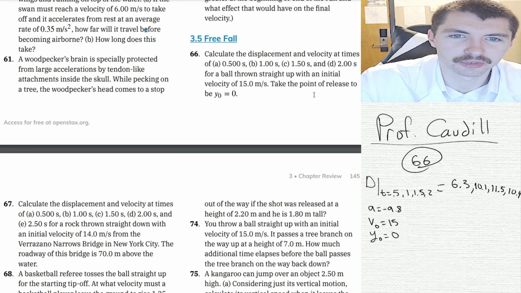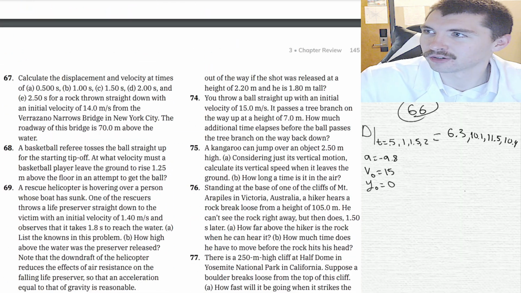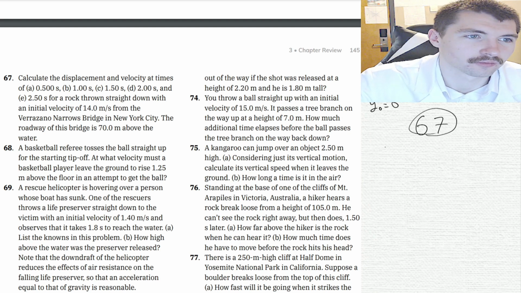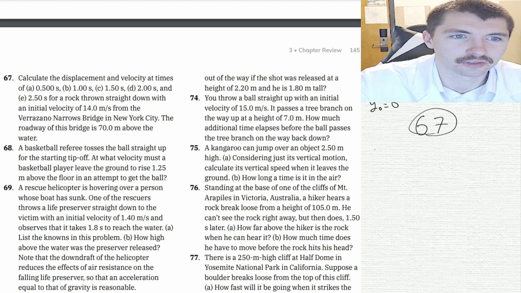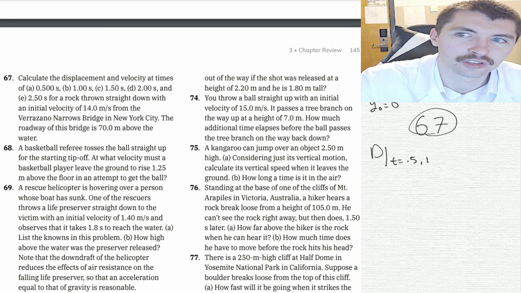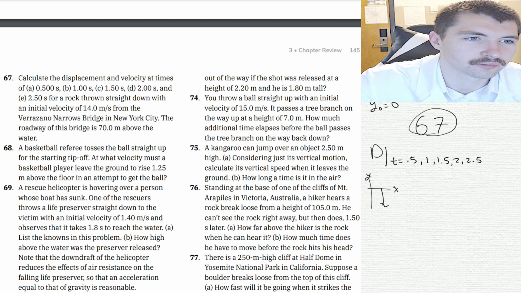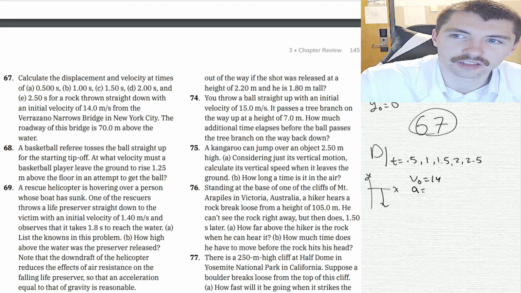So we found the displacements. 66. We can move to 67 now. Calculate displacement. We'll find D at D is 0.5, 1, 1.5, 2, 2.5. So a rock thrown straight down. So let's say this X or Y, it's thrown straight down. So V naught is 14. Acceleration is 9.8.